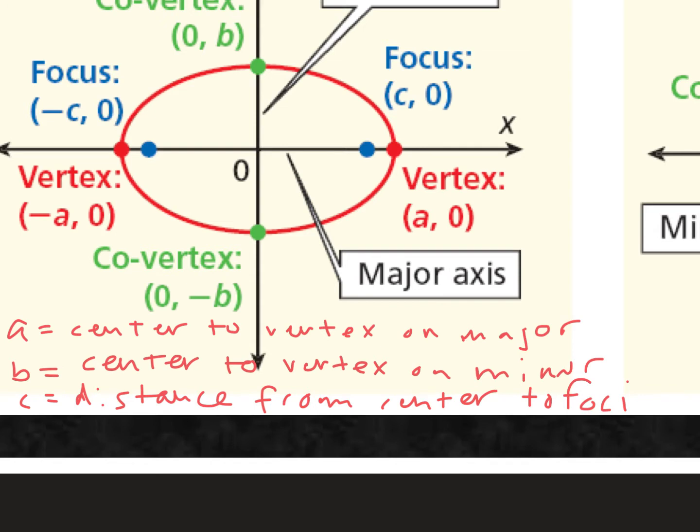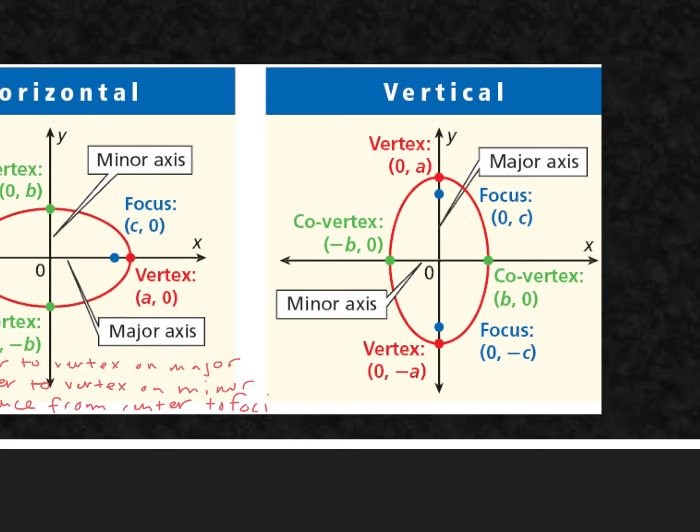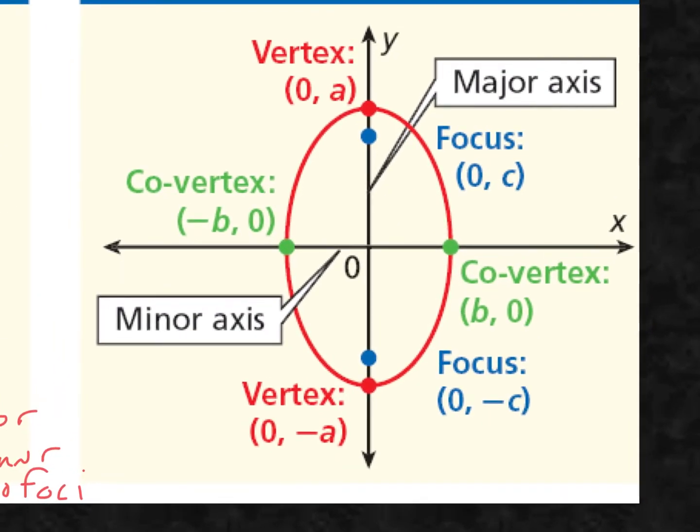A is always going to be bigger than B, because the major is always longer than the minor. Or it could be vertical like this one. It all just depends on where the foci are.